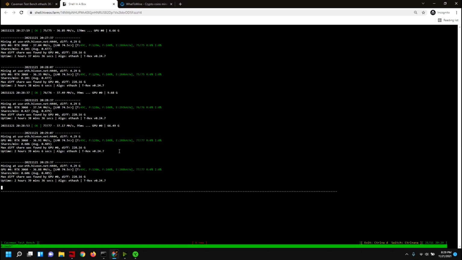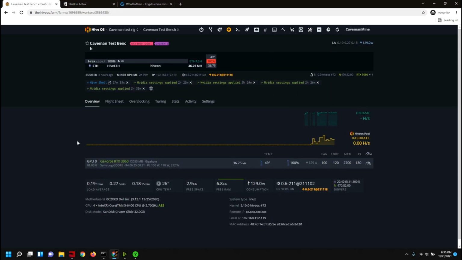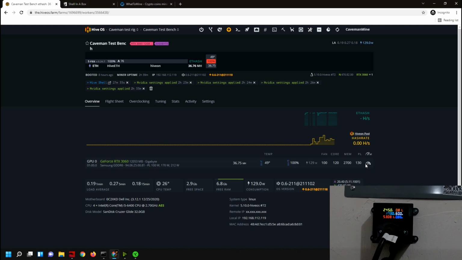Now, we did add a little bit more juice to the card here. So in terms of wattage, we are pulling a little bit higher than when we did this in Windows. I've got it about 130 watts in the software. And if we look at the wall right now, we are pulling about 172-ish watts, which is slightly more aggressive or powerful than we were doing in Windows on our test bench. But let's use this as an earmark in terms of profitability. Let's see what this does.